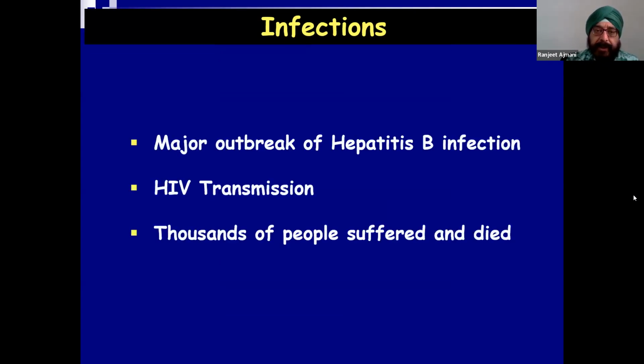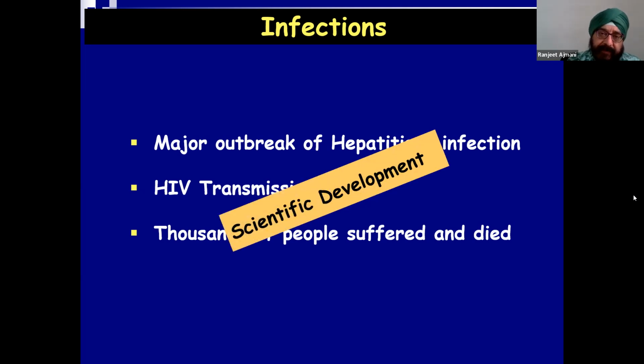So what happened? At different points in time in the history of plasma fractionation, there was a major outbreak of hepatitis B. There was HIV transmission from plasma product, and thousands of people suffered and died, unfortunately. And this led to scientific development on how to make plasma protein safer and safer and safer.